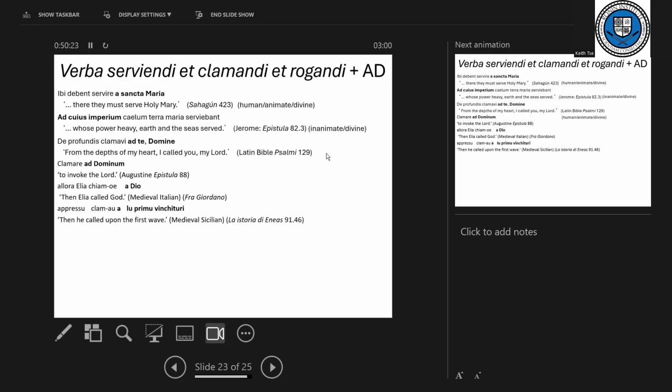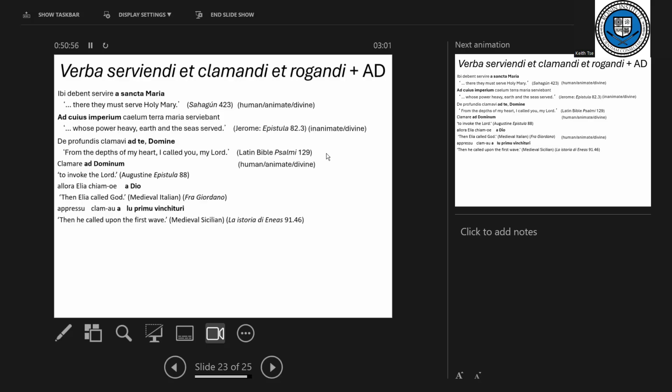Clamare, likewise, in the Latin Bible, so for example, clamavi ate, domine, I called you my Lord. So it's human, it's animate, and it's also divine. In fact, in Augustine, there's a famous example, so clamare ad dominum. I mean, this doesn't really mean to call in the physical sense. It's really a prayer. It's an invocation. So in clamare ad dominum, it's a religious idiom that expresses some invocation.